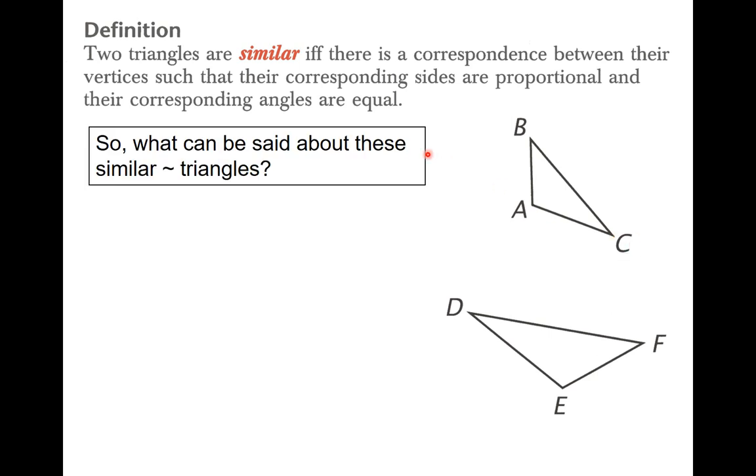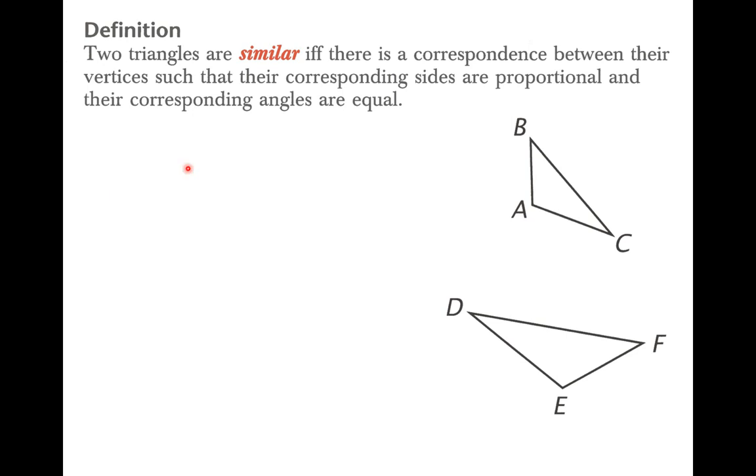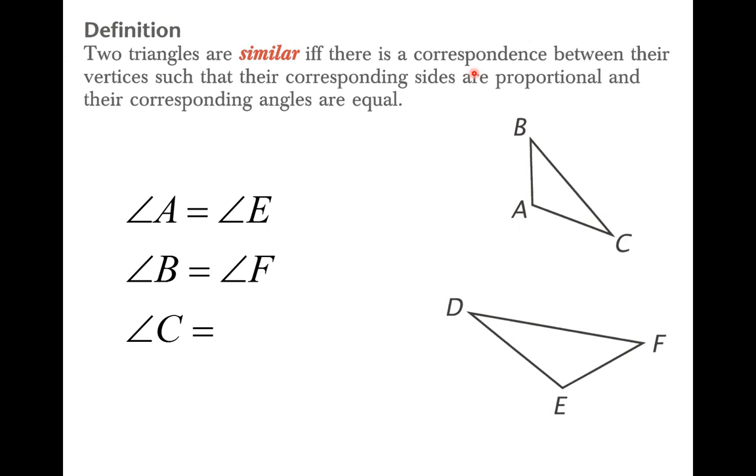But once we've done that, what can you say about the similar triangles? Angles, what can you say about them? Well, angle A would be equal to angle, which one? Right, angle E. How about angle B? What do you put that one equal to? Correct, it would be angle F. And angle C, well, the only one remaining is angle D. The corresponding angles are equal.